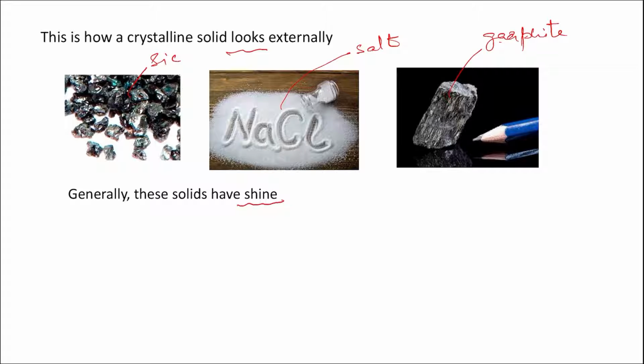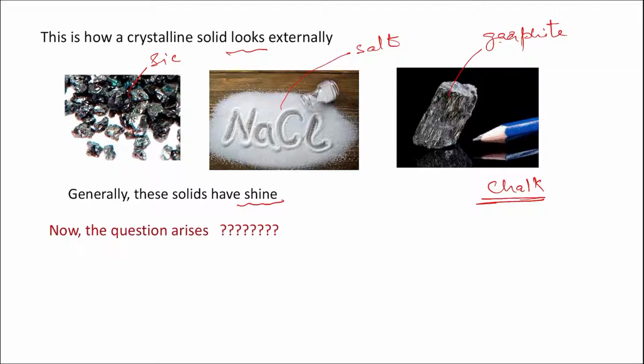So generally, if you want to distinguish between an amorphous solid and a crystalline solid, the crystalline solids shine, while the amorphous solids do not have shine. For example, I can take the example of chalk as an amorphous solid, and you know very well it does not shine. Now this is about the external structure, that is how the crystalline solid looks.